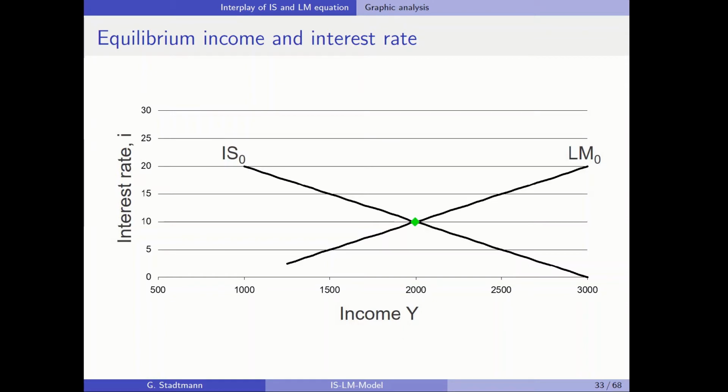And with these two curves, we can determine the equilibrium level of the interest rate and the equilibrium level of GDP simultaneously. We can, of course, do that in a graphical way, like we have done already in this graph. Equilibrium interest rate is 10%. Equilibrium level of GDP is equal to 2000. But now I would like to compute also the equilibrium income level and the equilibrium interest rate level formally. Let's have a look at the equations.